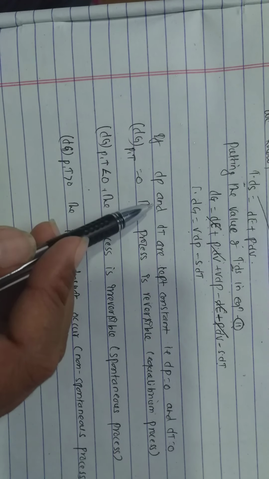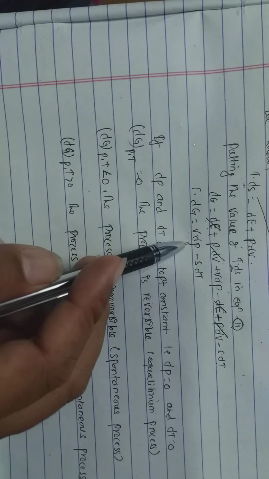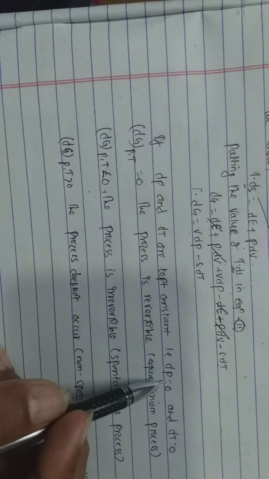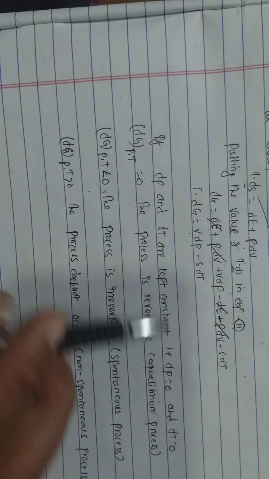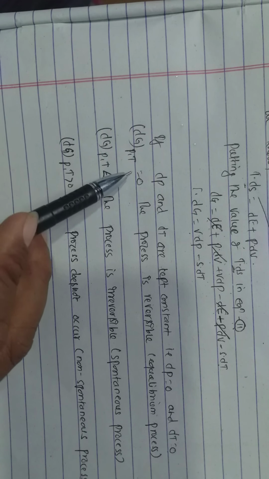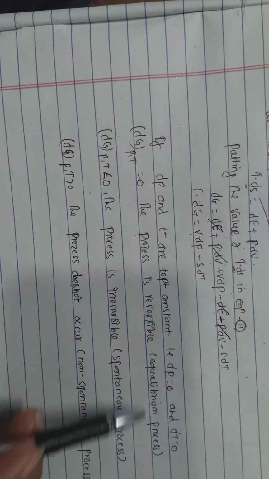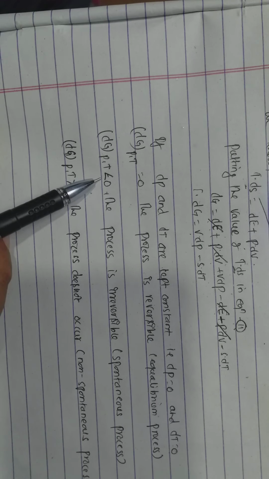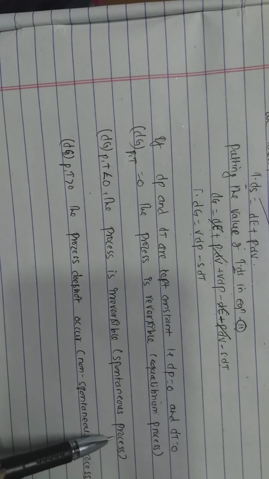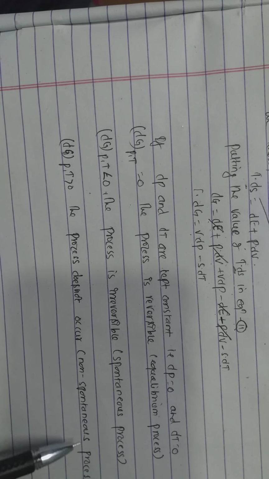If dP and dT are kept constant, that is, pressure and temperature are kept constant, then dP is equal to 0 and dT is equal to 0. That is, the Gibbs free energy change dG at constant temperature and pressure is equal to 0, then the process is reversible, that is, it is an equilibrium process. If it is less than 0, then the process is irreversible, it is a spontaneous process. If it is greater than 0, then the process does not occur, it is a non-spontaneous process.